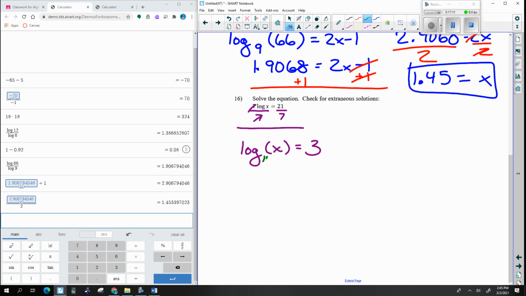All right, this is a base of 10, so I'm going to rewrite it. So this is 10, and then everything switches sides. 10 to the third is equal to x. So x is equal to 1,000.